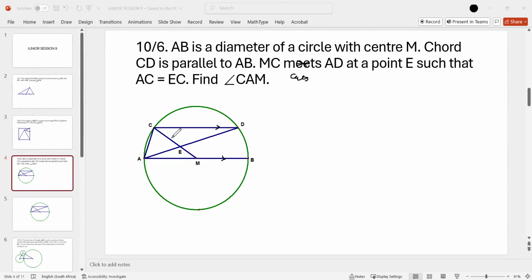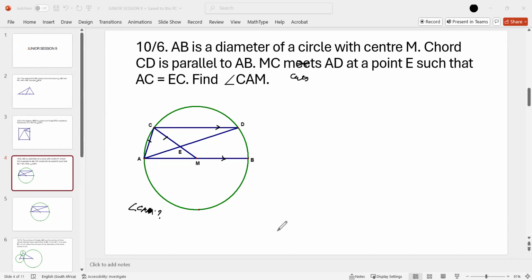Now, AC equals EC. AC equals EC. So I'm going to put down these two are equal. So you've got a small little isosceles triangle sitting here. AC is equal to EC. And therefore, you can conclude that these two angles are equal. But we'll just hold on with that. Now, they say find angle CAM. CAM, question mark. CAM, this whole angle here.